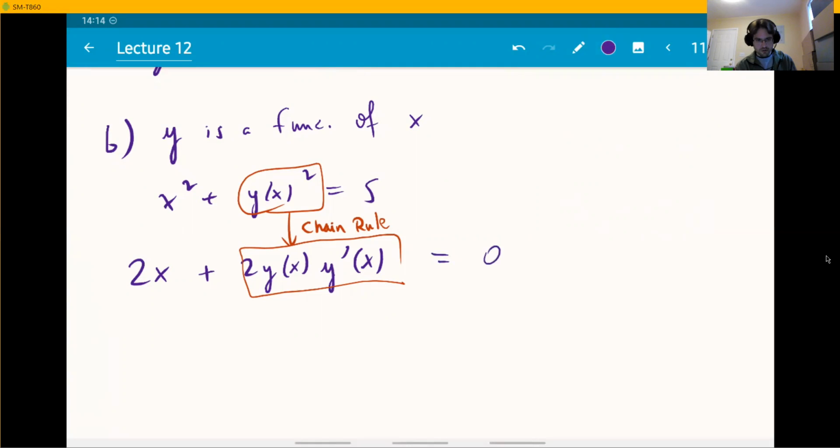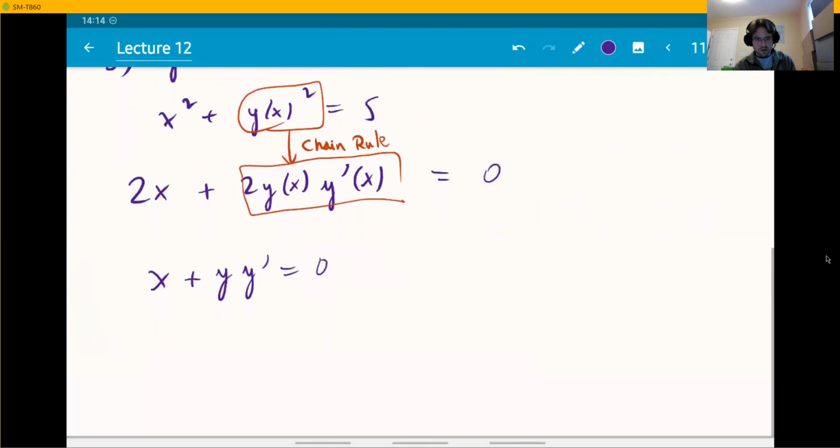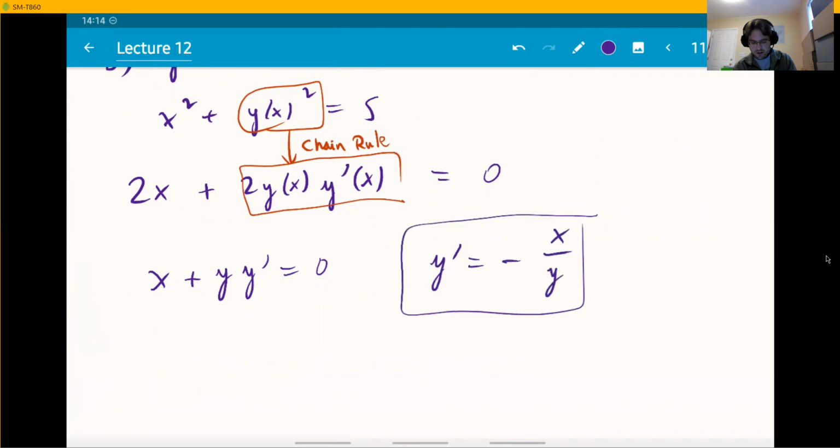So solving for y prime here, I guess we can divide by 2 first. x plus y y prime equals 0. So moving the x to the other side and then dividing by y, you have y prime is equal to minus x over y. This is the derivative in terms of both x's and y's.